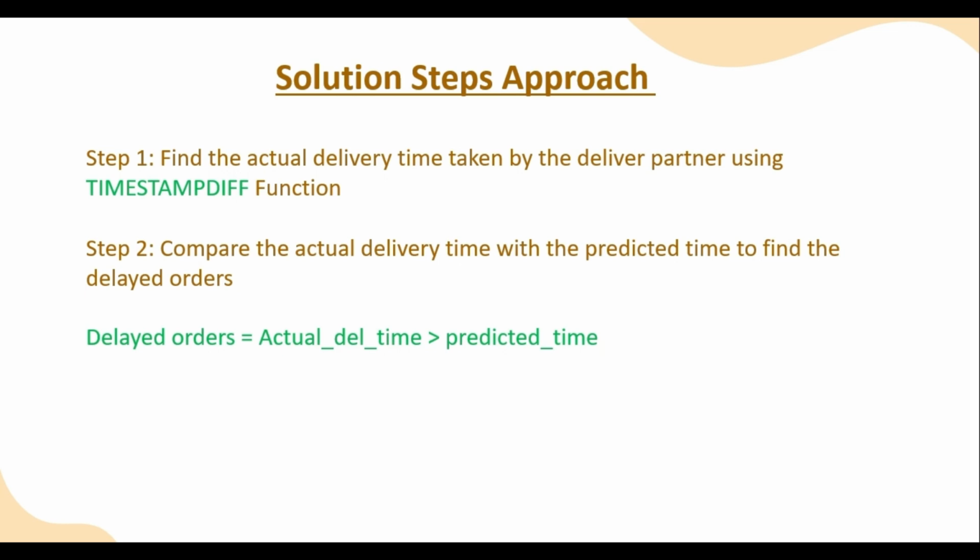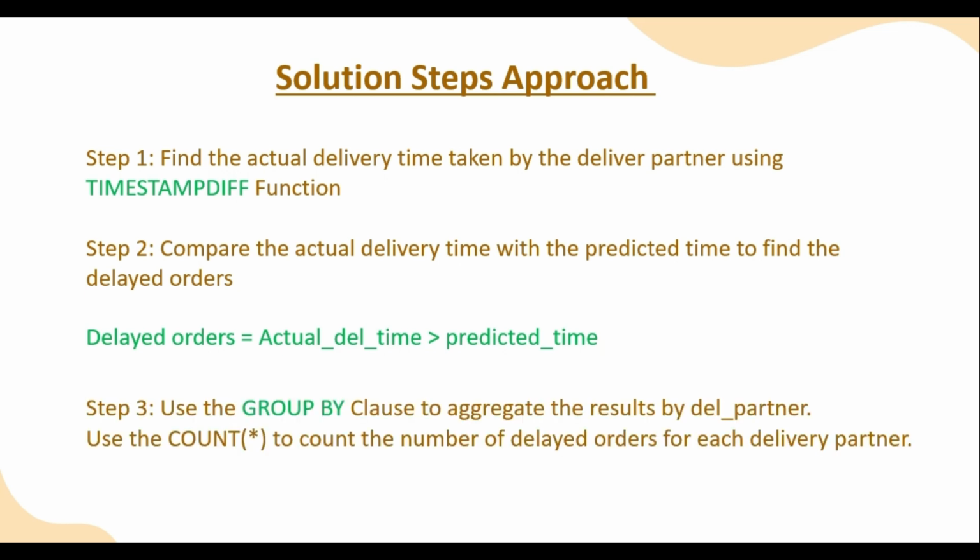Our last step will be to use the GROUP BY clause to aggregate the results by delivery partner, since we have to calculate the results for each delivery partner, and then we will use the COUNT(*) function to count the number of delayed orders for each delivery partner. So let's now move on to the implementation.